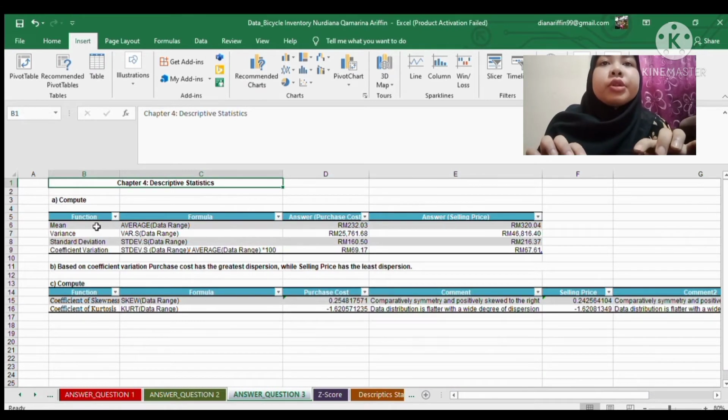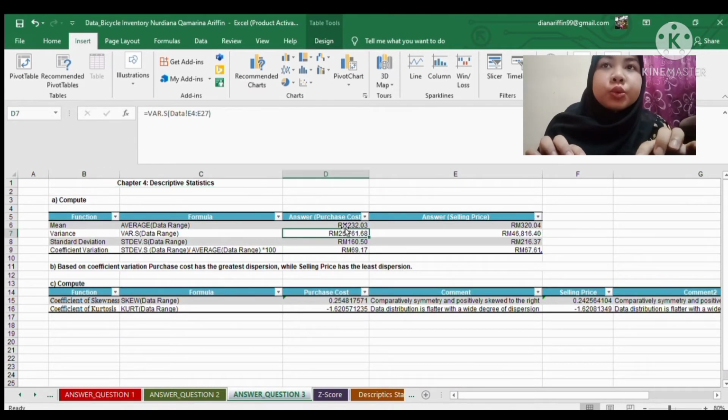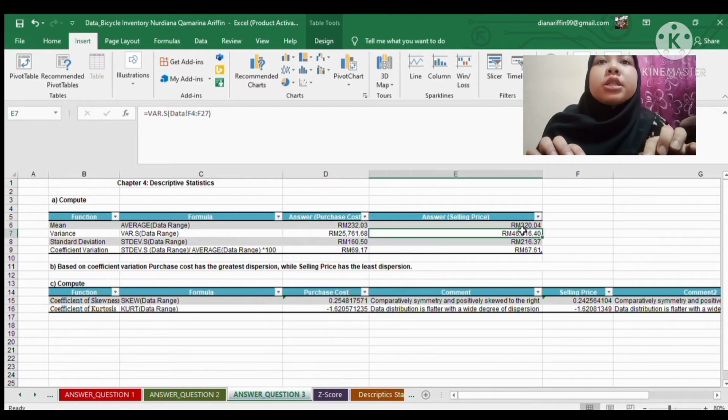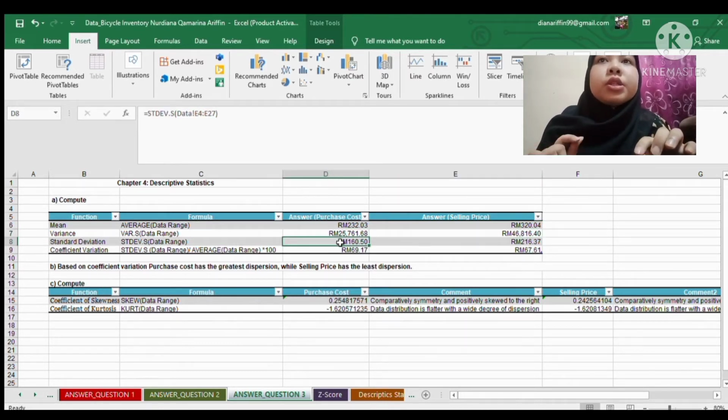Question 3 is chapter 4. So A, compute mean. I use average and data range for purchase cost, and then for selling price I use average 2 and data range for selling price. Next is variance. I use variance and data range for purchase cost, then variance 2 for selling price. Then is standard deviation and data range for purchase cost, and for selling price I also use standard deviation, and then I put the data range for selling price.